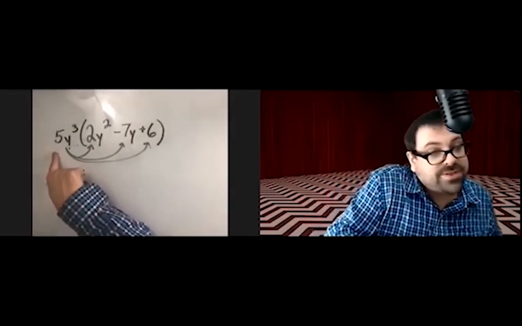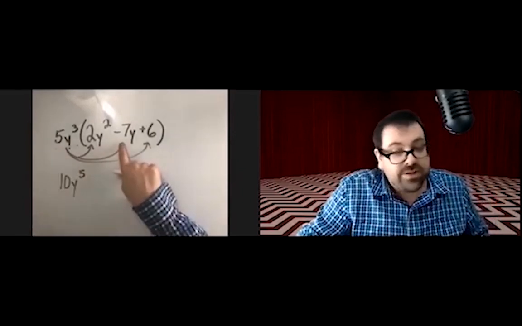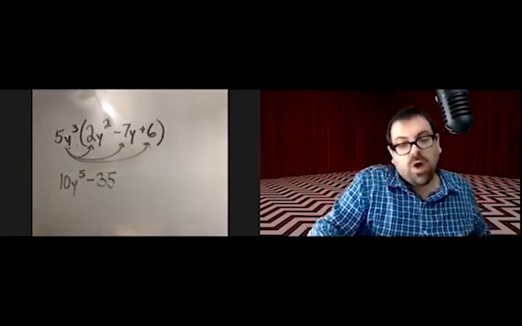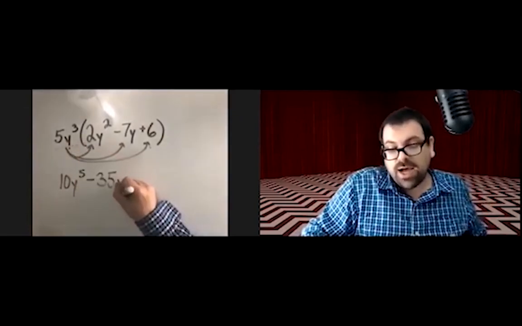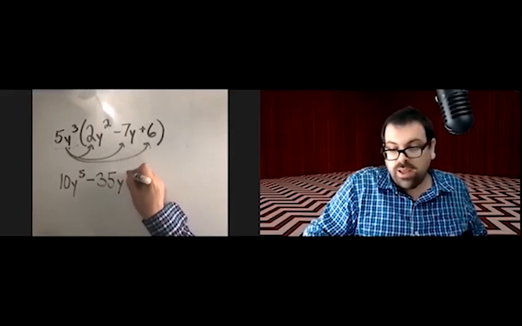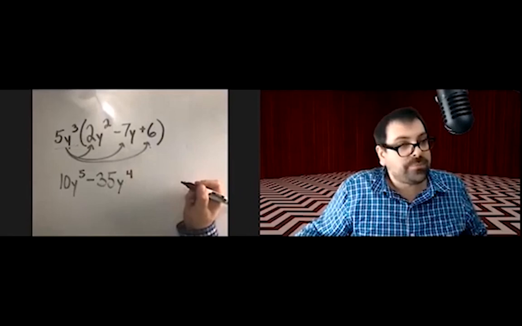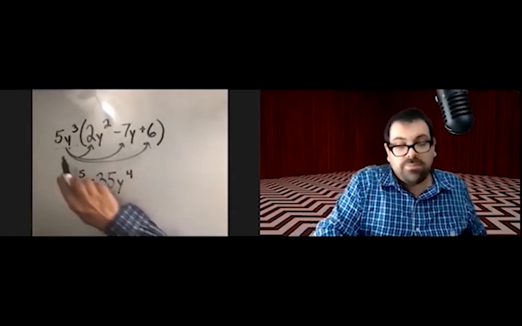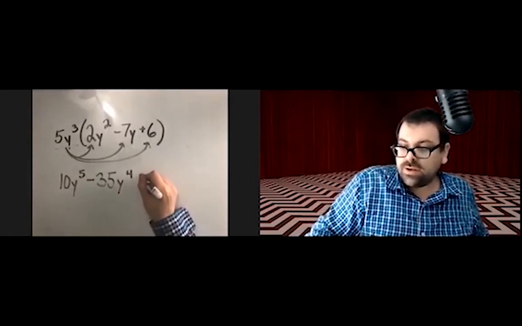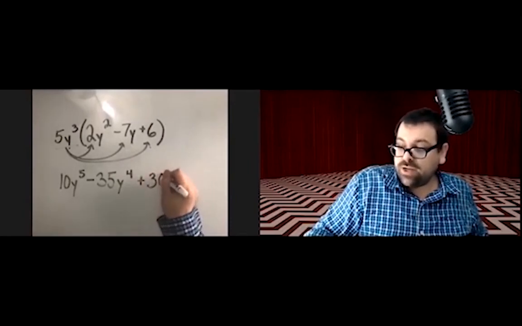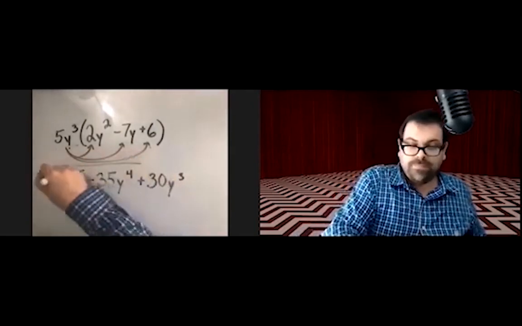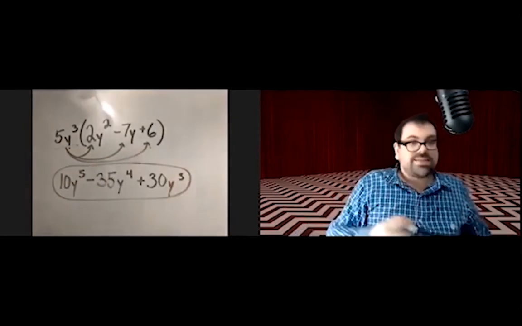Positive 5 times negative 7 is negative 35. Y cubed times y is y to what power? 3 plus 1 is the 4th power. And then positive 5y cubed times 6, positive 30y cubed. And that's that.